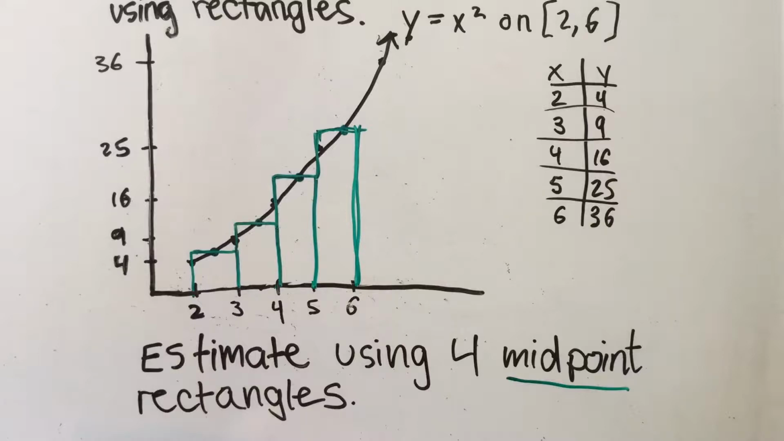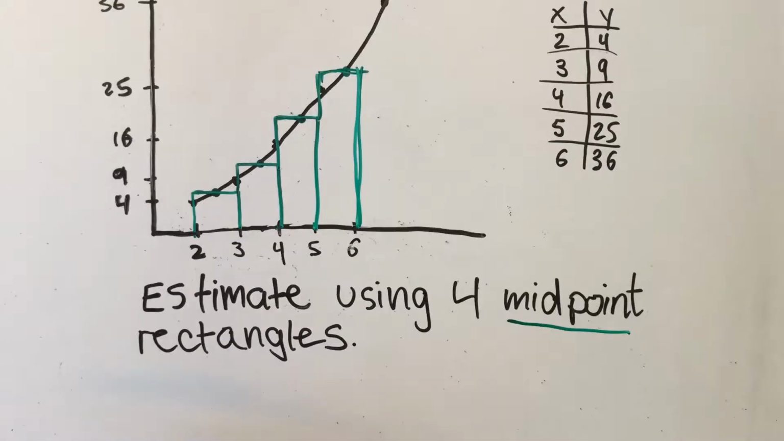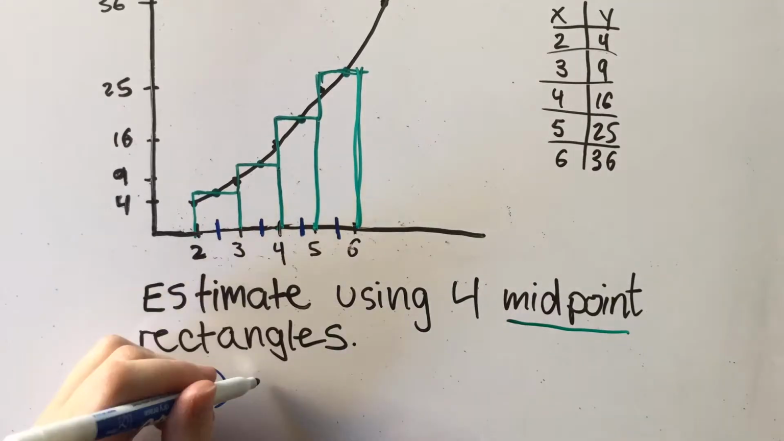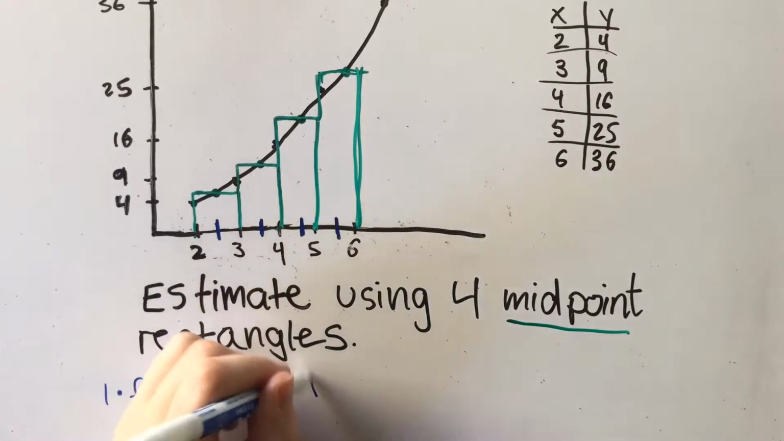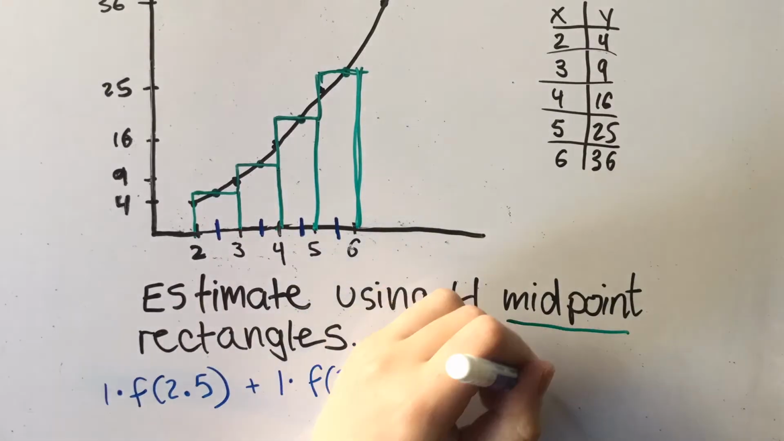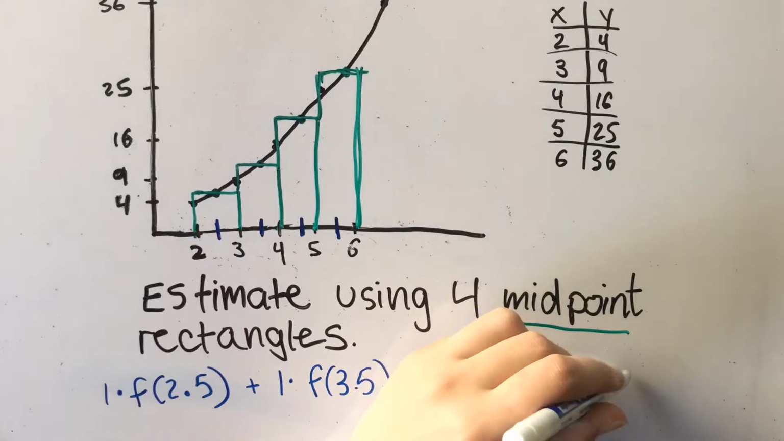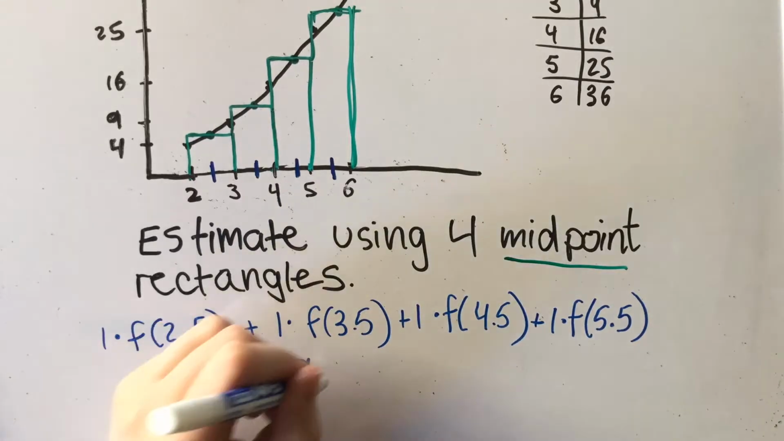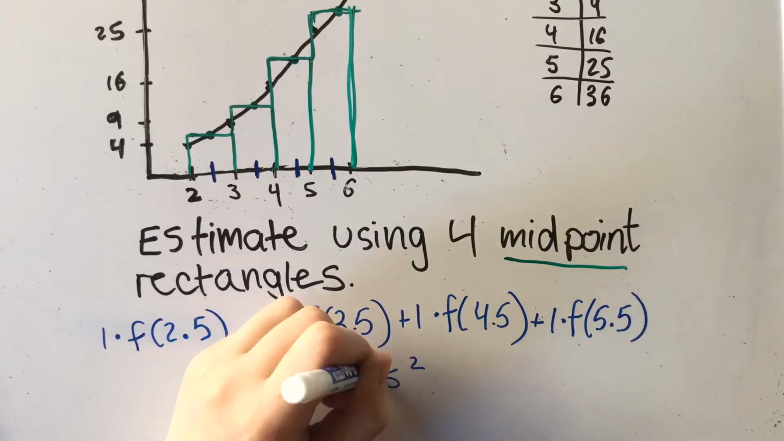So to solve this, you do it the same way you would. Bases still equal 1, that hasn't changed, but our heights are different. So to find the heights, we plug these new midpoint x values into the function. The original function is x squared, so you can do it in your calculator. So you have to find what 2.5 squared is, and then you do the same for 3.5 squared, 4.5 squared, 5.5 squared. All of those are times 1, and then you add them together and you'll get 69 units squared as your area under the curve.